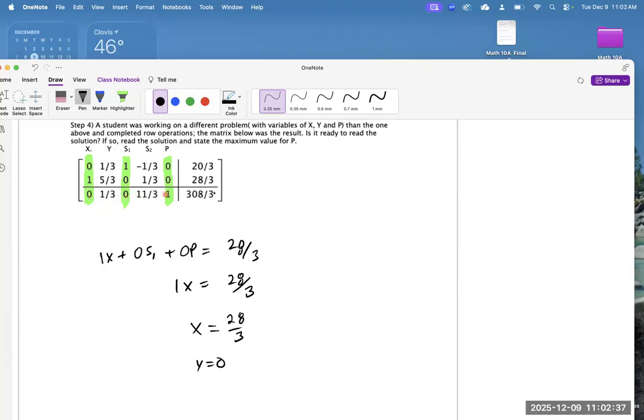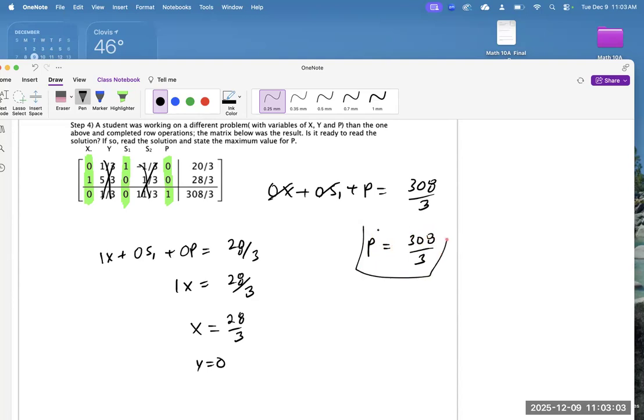Now we can translate this last column, ignoring all the inactive variables. It just says 0x plus 0 s1 plus p is equal to 308 over 3. Of course, these terms are going to drop out, so you're just going to get p is equal to 308 over 3. And that's how to read this column.